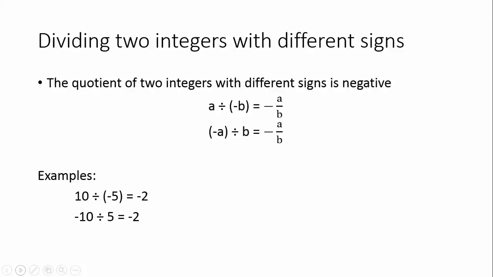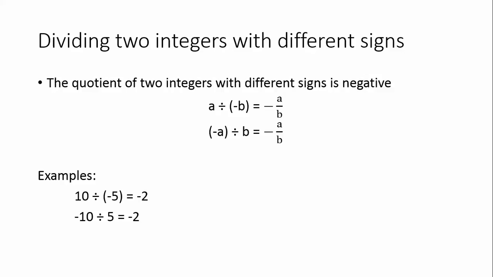So the first step to dividing integers is dealing with signs. You need to make sure you're writing this in your notes, but the quotient of two integers with different signs is negative, and the rules for the signing with division are the same for multiplication. So if we have an integer divided by a negative integer, that answer would be negative. If we have a negative integer divided by a positive integer, that answer is also negative.